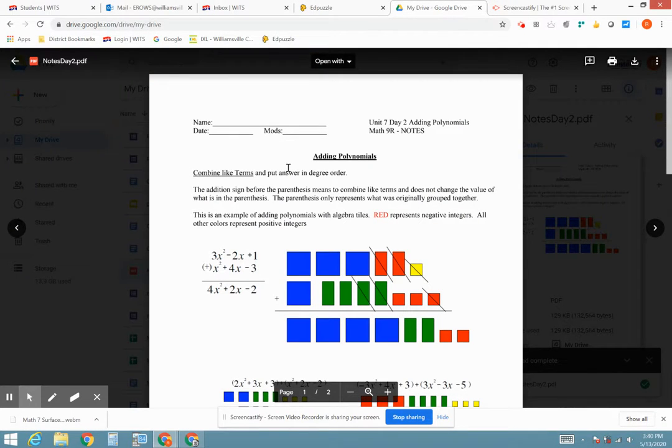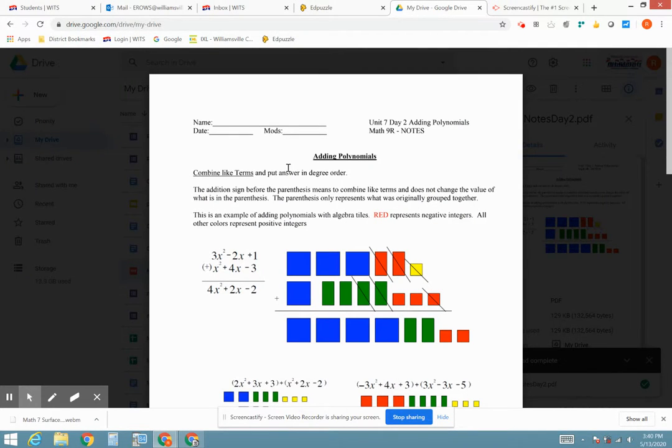Today we are continuing with our polynomial unit. Today we're going to start off with adding polynomials because we've already actually done adding monomials and subtracting monomials. That's like combining the terms.